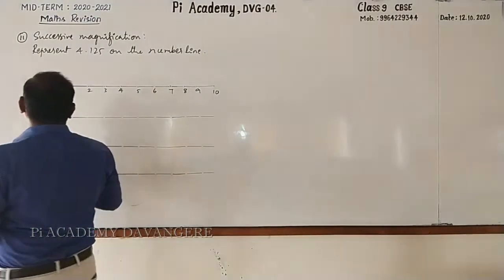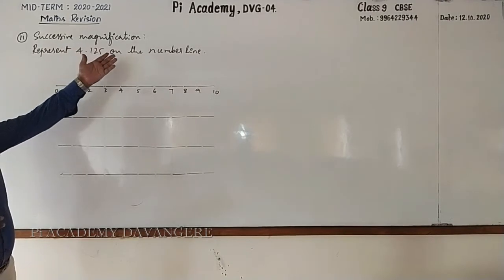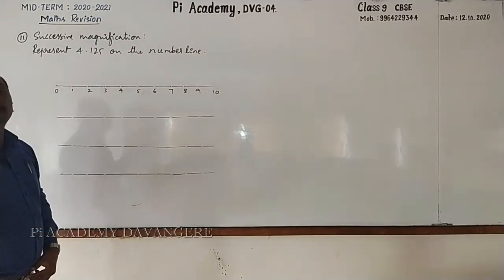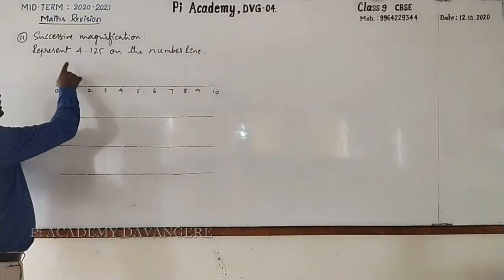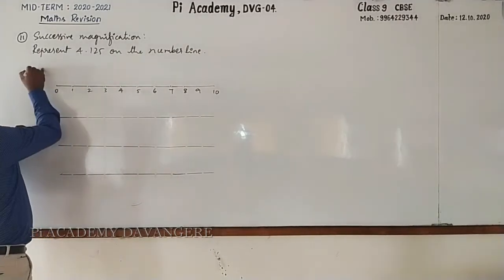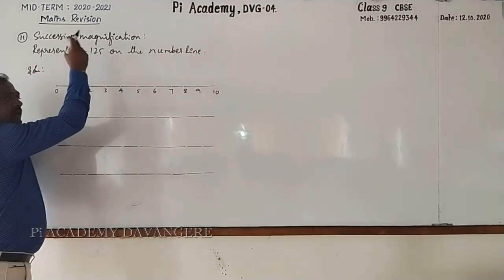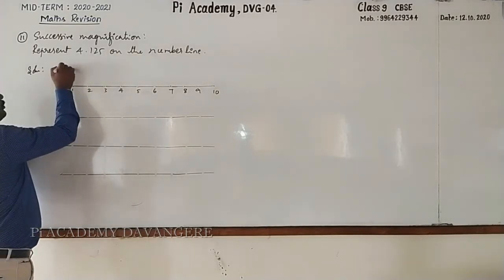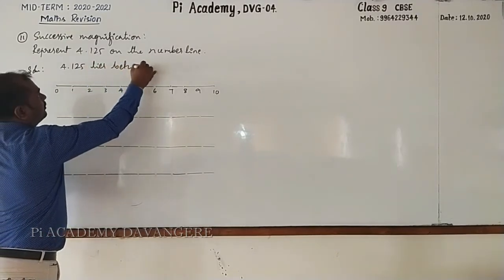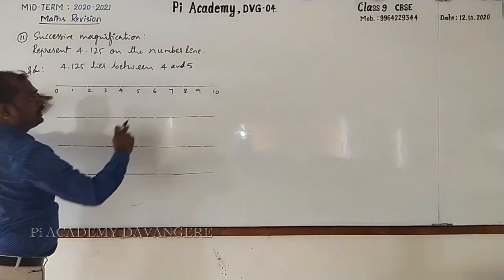Dear students, one more important concept, and also the last concept of this chapter, that is successive magnification. It is nothing but representing decimal numbers on the number line using a magnifying glass. Look here, one such number is given: 4.125. You know that 4.125 lies between two whole numbers. It is more than 4 and less than 5. Therefore, we can write that 4.125 lies between 4 and 5. That's why first we have to draw a number line.